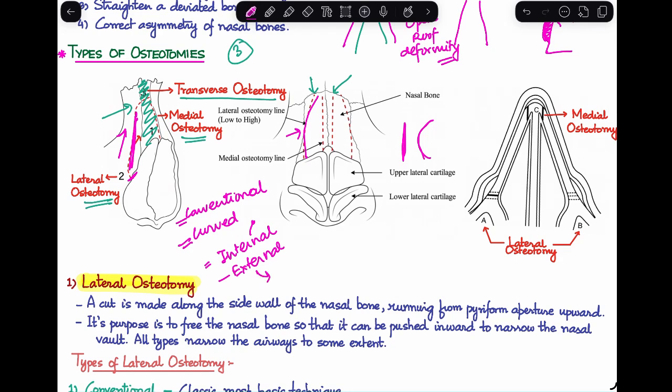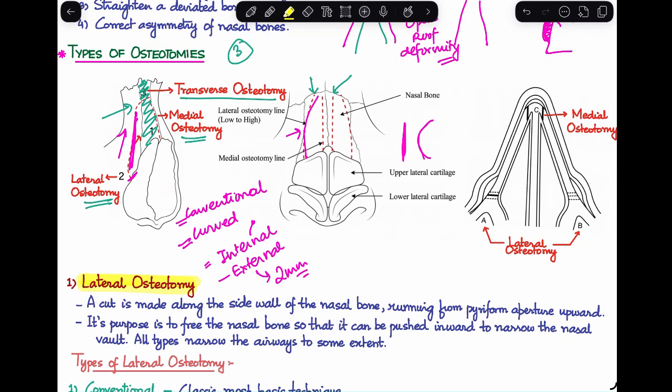Whereas the external approach is when we are performing this by giving multiple skin incisions. So we give tiny stab incisions on the skin surface using a 2 millimeter osteotome. And the advantage of the external lateral osteotomy is that it has greater precision. However, this will also have a more chance of causing post-operative ecchymosis and edema around the eyelids. So this is about lateral osteotomy and the different types of lateral osteotomy.